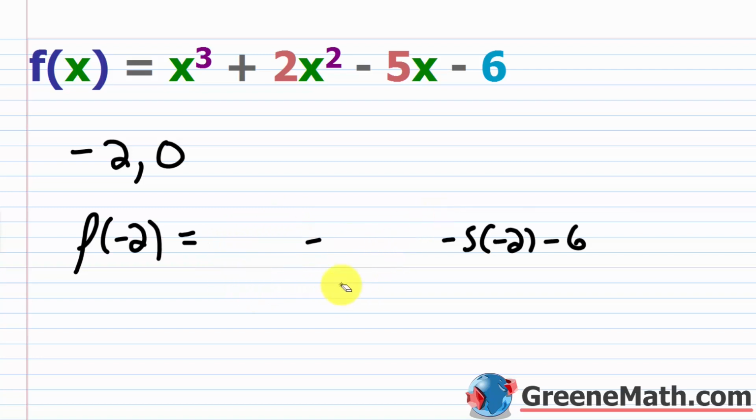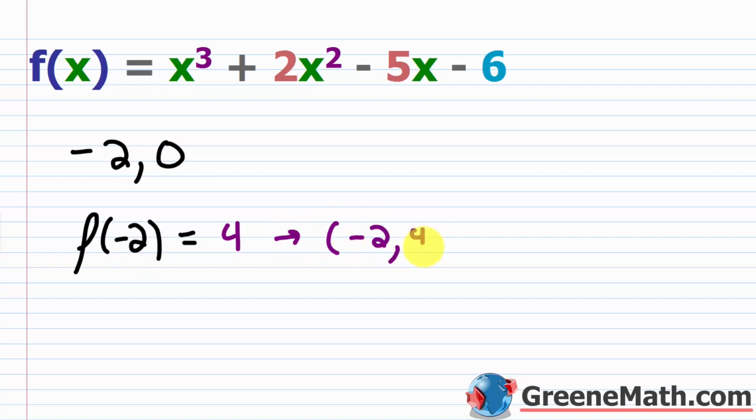So you can just erase this. Basically, what you have here is -5 times -2, which is 10. 10 minus 6 is 4. So this is a positive 4, right? So the function's value when x is -2 is 4, okay? I can also write this as an ordered pair and say that -2, comma 4 is on the graph of this function.